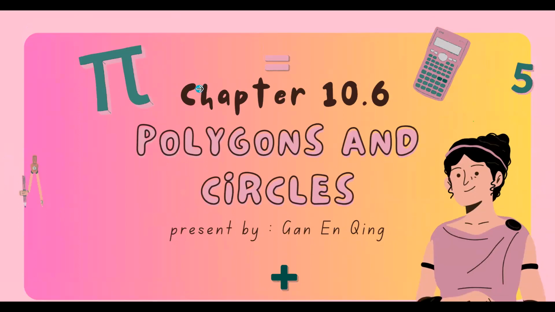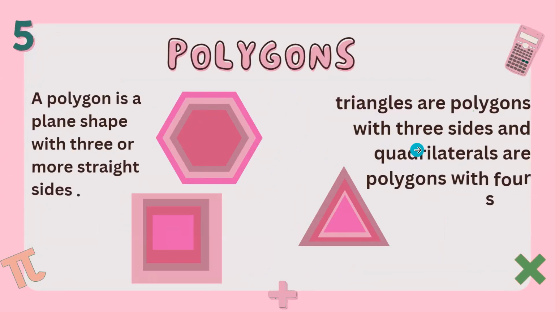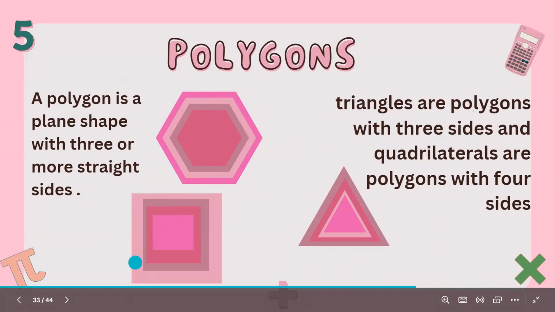I'm Ganyan Ching from Nursing Radio, and today I'm going to present about chapter 10.6 Polygons and Circles. A polygon is a plane shape made with 3 or more straight lines. For example, this one has 1, 2, 3, 4, 5, 6 sides, and this one has 4, like a square, and a triangle.